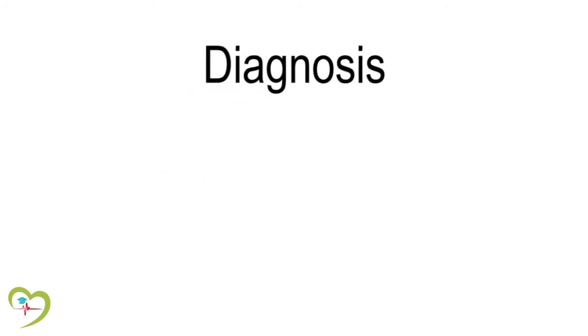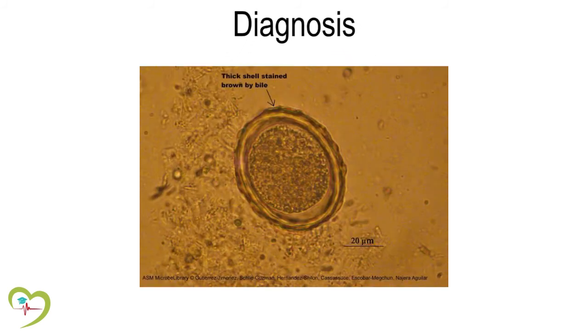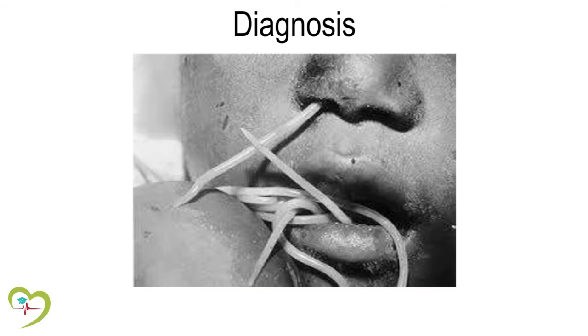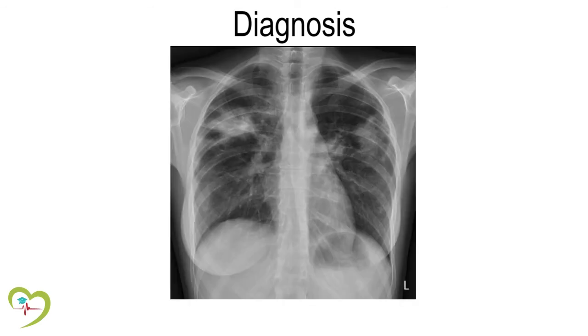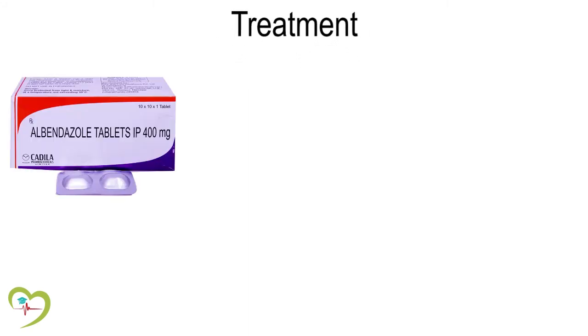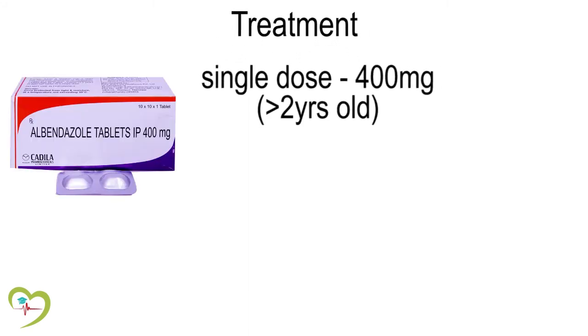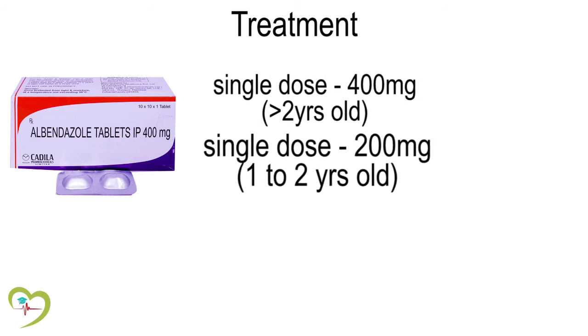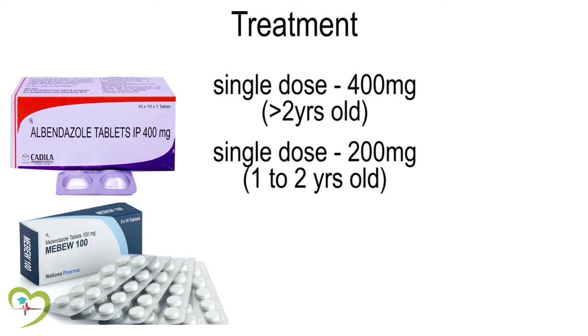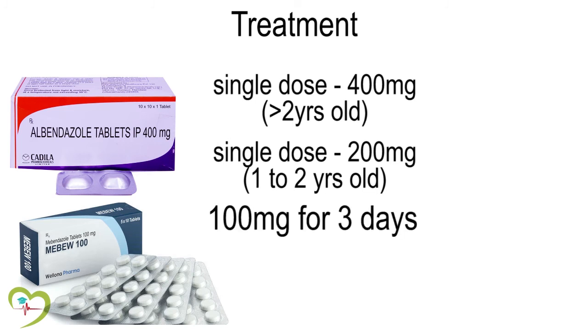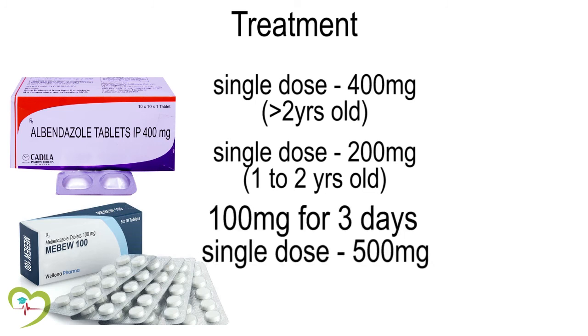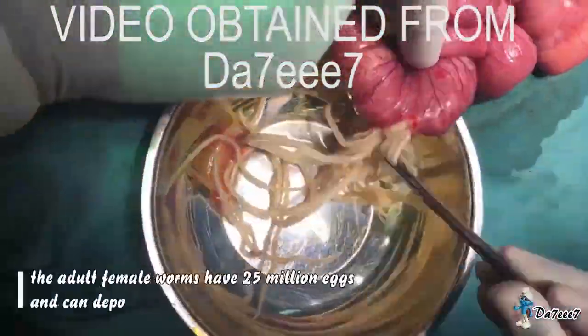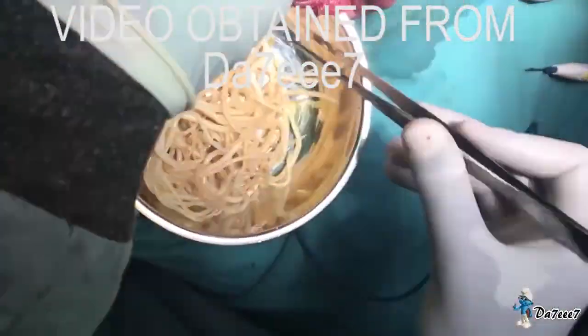Diagnosis: direct microscopy of stool to view the eggs, direct visual demonstration of worms in cases where they exit the body, chest radiographs in such cases as Loeffler's syndrome. Treatment: drugs of choice. Albendazole. A single dose of albendazole, 400 mg for 2 years and above, and 200 mg for 12 to 24 months. Mebendazole, 100 mg for 3 days or 500 mg for a single dose. When there's complete obstruction, this will need surgical intervention.